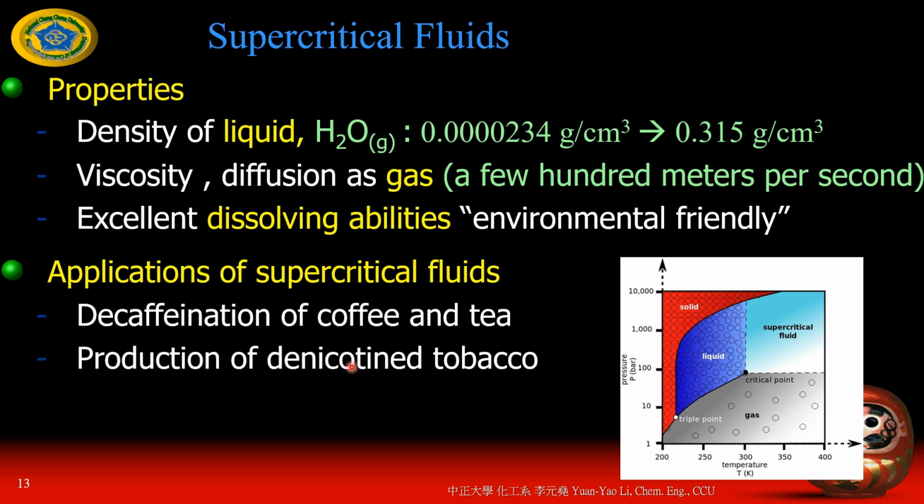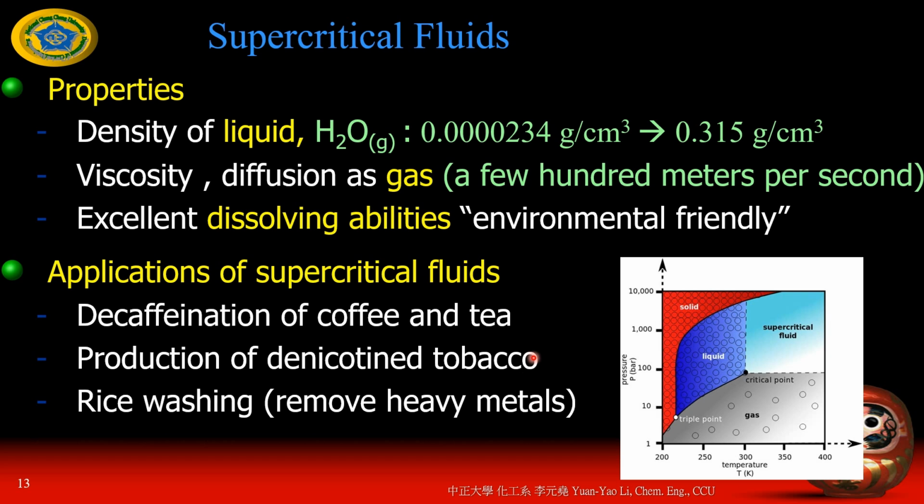Or if you have tobacco, if you smoke, and you don't want to have so much nicotine, you can use supercritical fluid to remove the nicotine. Okay, so if you go to the 7-Eleven, you buy tobacco or cigarettes, you can have different levels of the nicotine, right?